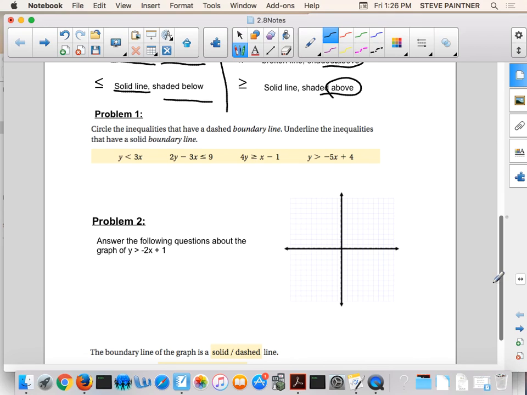Okay. All right, guys, quick. Circle the inequalities that have dashed boundary lines. Go ahead and circle. There's four to pick from.